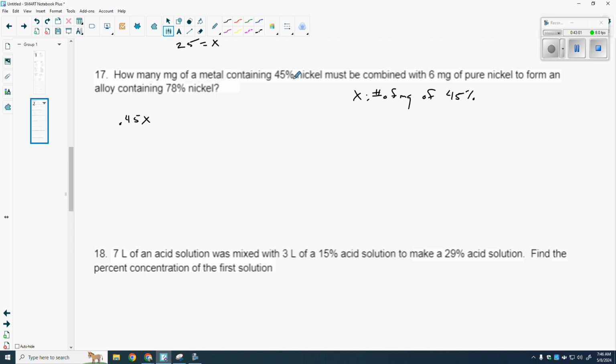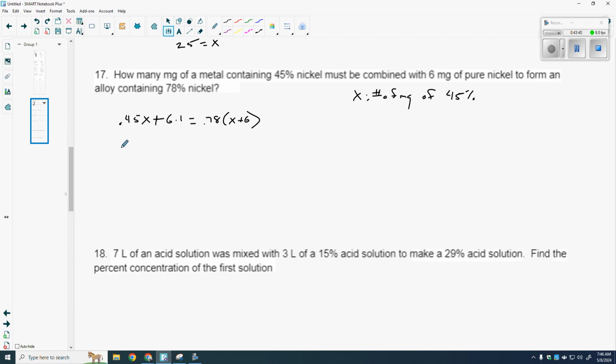Okay, how many milligrams of that must be combined? So I'm adding to that pure nickel, I'm adding to that 6 milligrams of nickel. Don't need to multiply by anything. It's 6, you multiply by 1, 6 milligrams of nickel. To form an alloy containing 78% nickel. 78% of what? How much do I have? Well, I have however much I have from the first 45%, and then I have 6 milligrams, which happens to be pure, but that's okay. I still have that much. There's my setup.